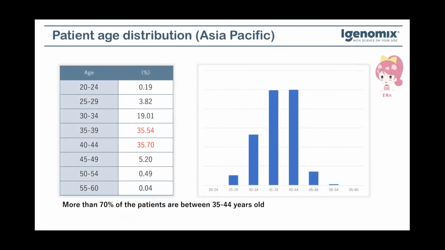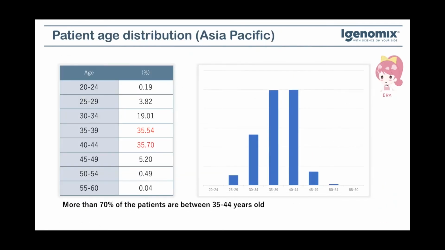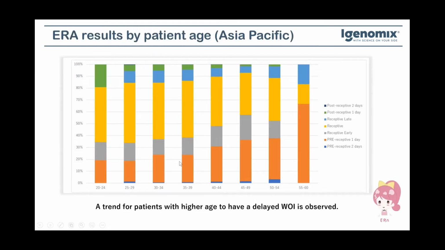And the patient age distribution. This is very interesting data that we have found. For those 20,000 samples that we have tested, you can see that most of the patients fall into 35 to 44 years old, and many of these patients are Japanese patients. Because the patient's age in Japan is higher than other countries, maybe this is something that might be different if we see the world data. And something interesting to see here is that for patients with higher ages, they tend to have a delayed window of implantation.